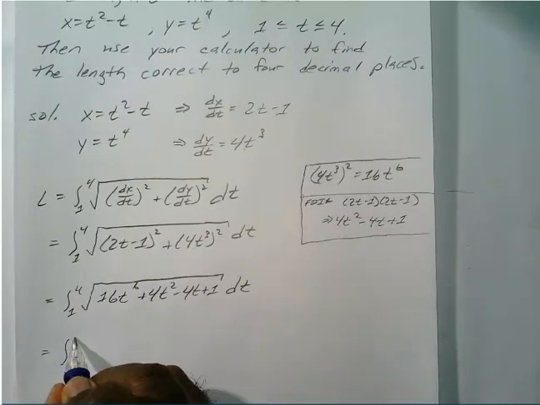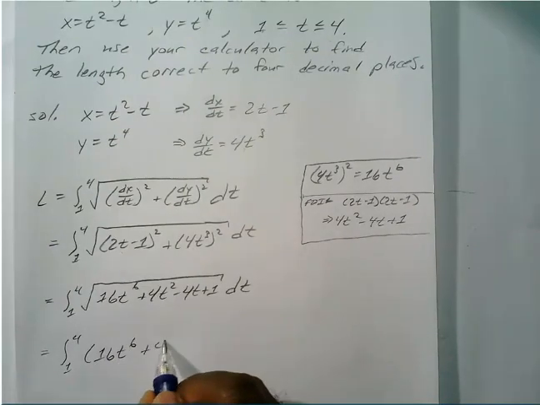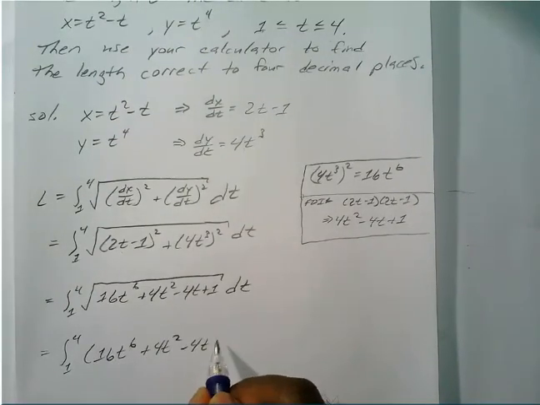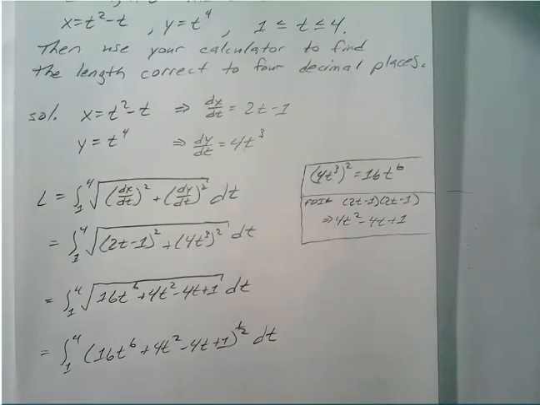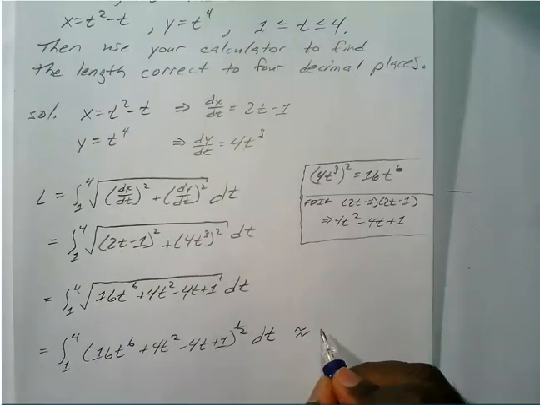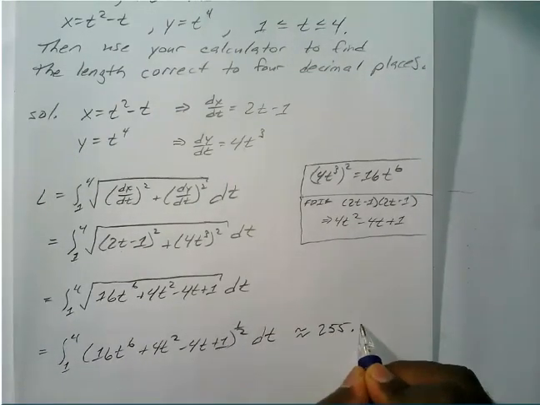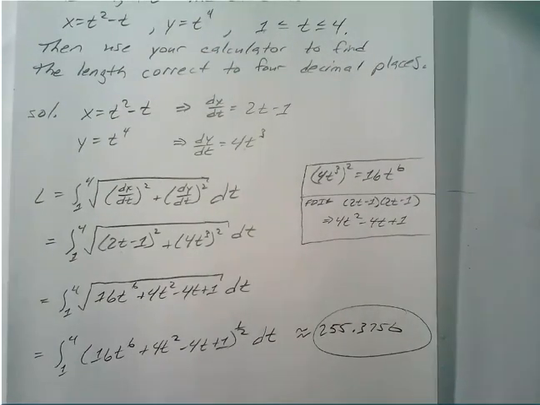Or you can rewrite it from 1 to 4 as (16t to the 6th plus 4t squared minus 4t plus 1) to the 1/2 power with respect to t, which may be a little easier to just put into your calculator depending on which one you have. Okay, now if you plug that into your calculator, you will end up with 255.3756 as your value, or the length of your curve to 4 decimal places.